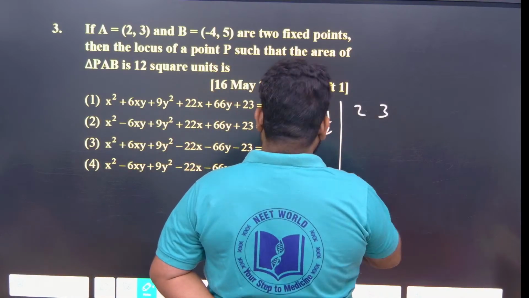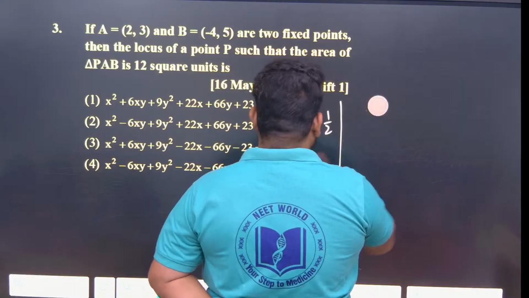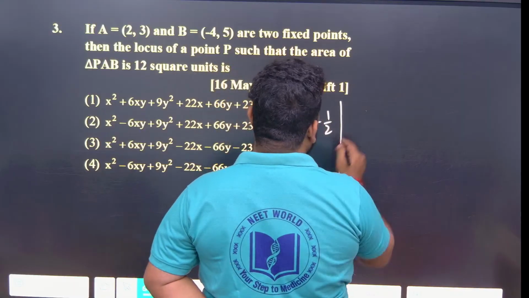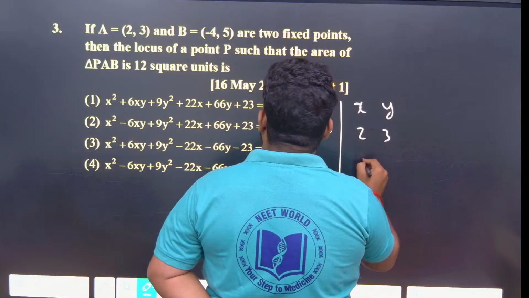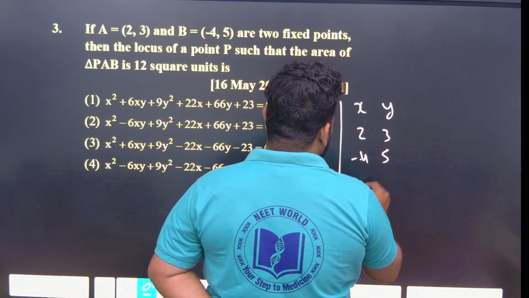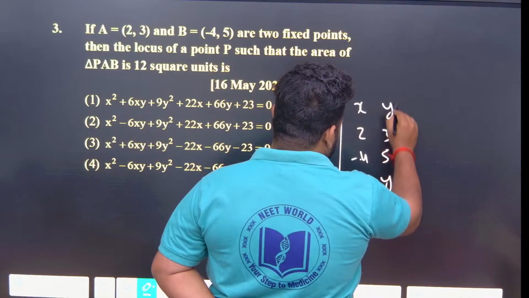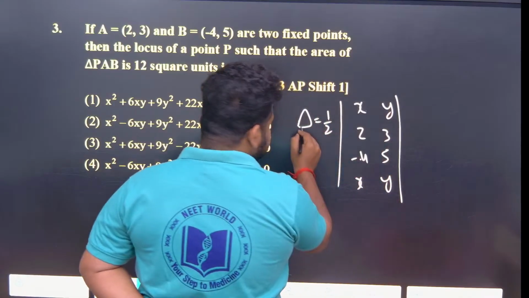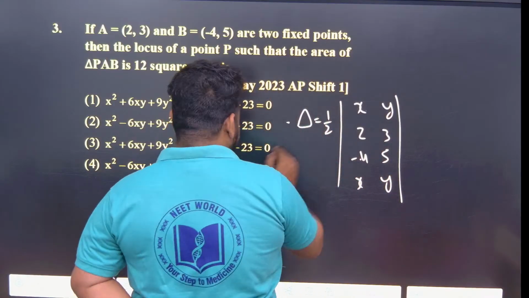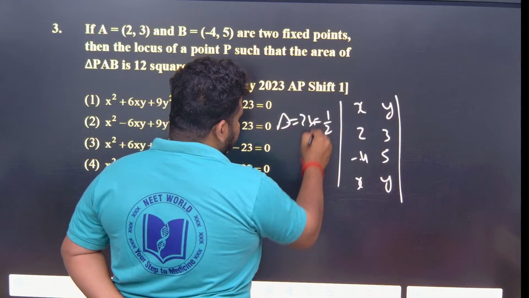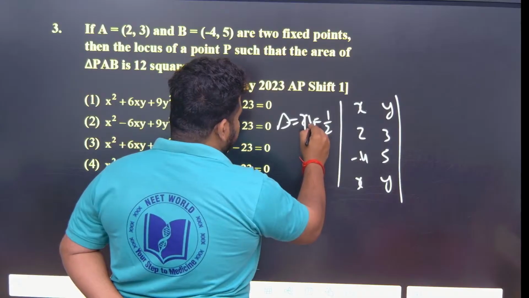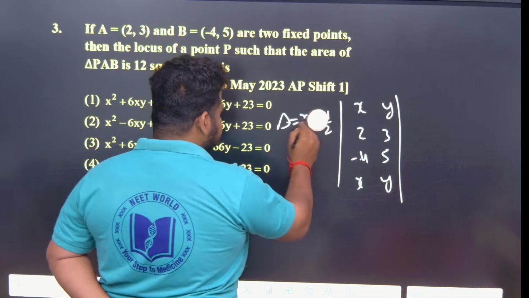2, 3, or P point we don't know, right? PAB means we will write it as x, y, and this will be 2, 3, and this will be minus 4, 5, and this will be again x, y. Okay. So this value is what? Delta is given as 24. They have given the area. Sorry, not 24, this is 12. Once you multiply by 2, it will become 24.